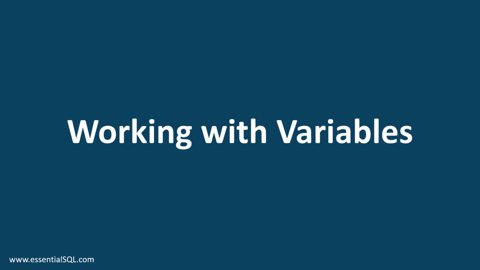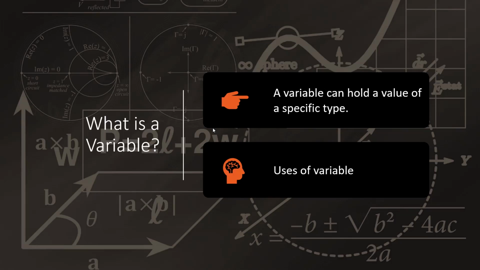So now it's time to start working with variables. So what is a variable? A variable can hold a value of a specific type. So type is a date or an integer, like a whole number or a decimal.